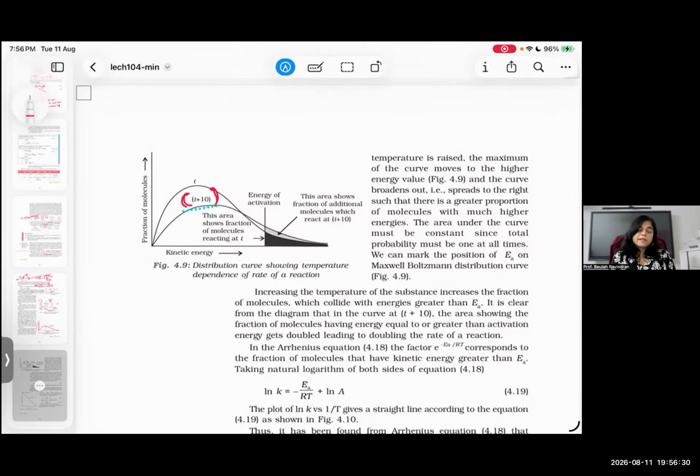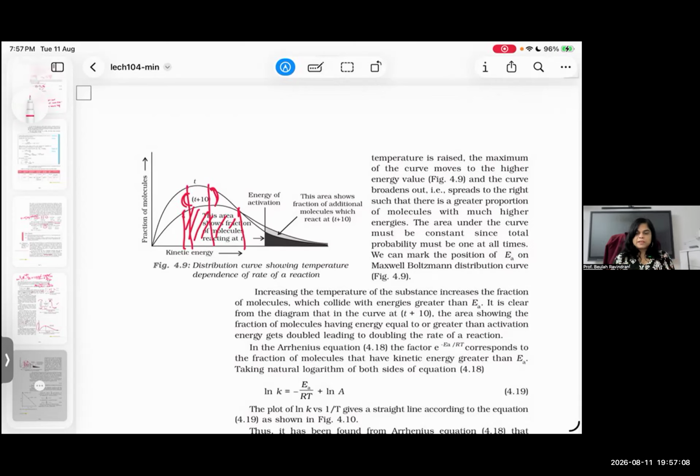If the temperature is raised, then the chemical reaction takes place. The maximum of the curve moves to the higher energy value, right? Figure 4.9 shows it. And the curve broadens out, highly broadened. It spreads to the right such that there is a greater proportion of molecules with much higher energies. That's what, from this to this, a much greater proportion of molecules have higher energies. Here it is very small, right?